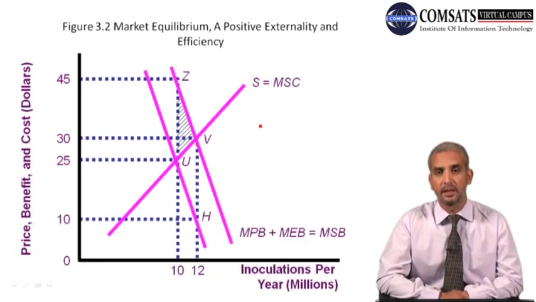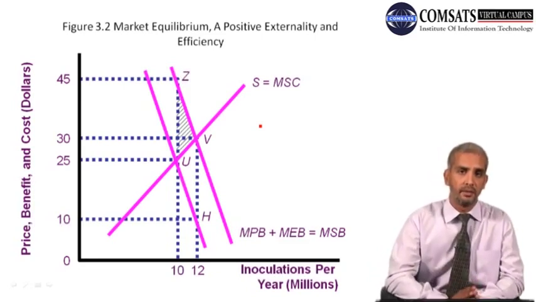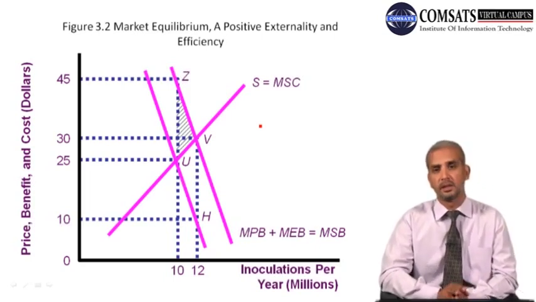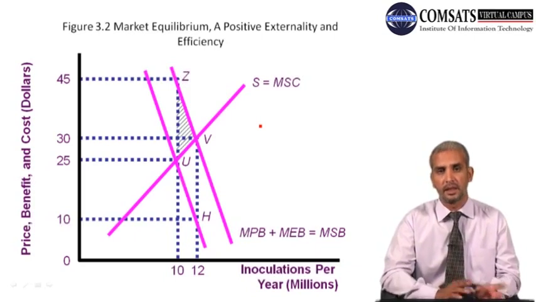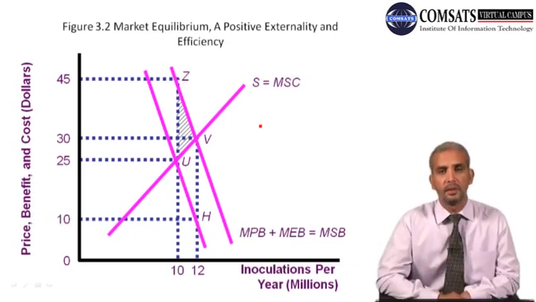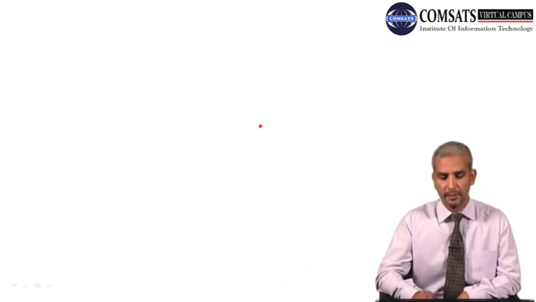I hope you understand the concept of marginal private benefit and marginal external benefit. When we add them together, that is marginal social benefit. Private benefit would be for me, and social benefit would be for the society as a whole.